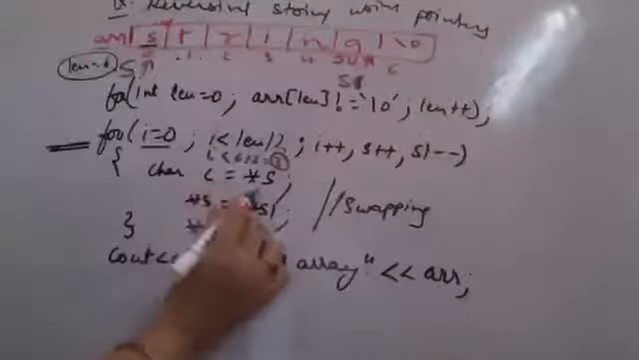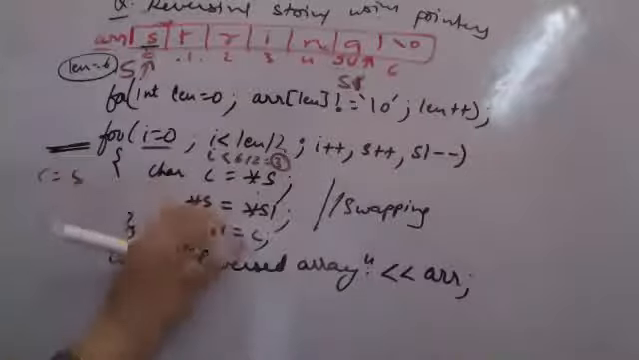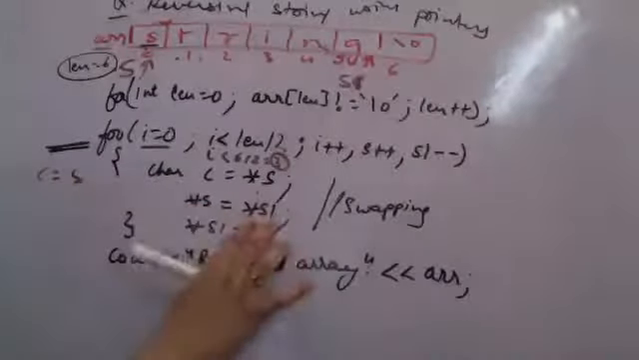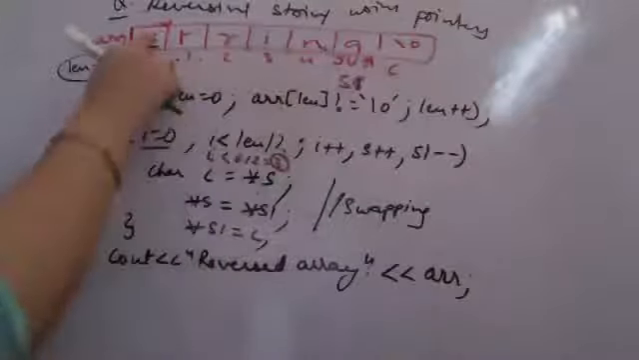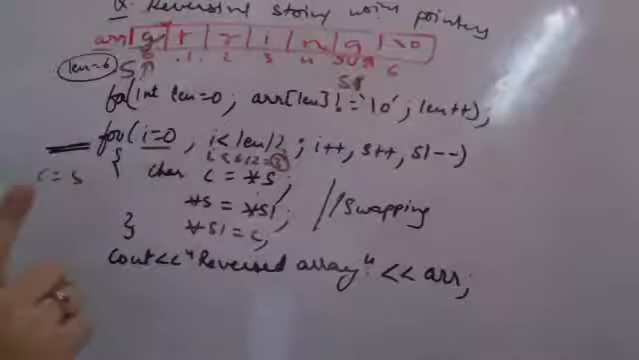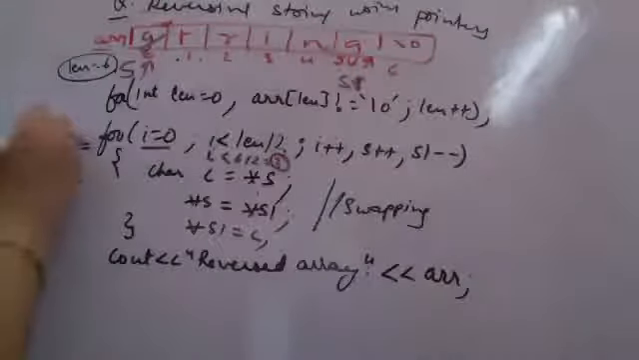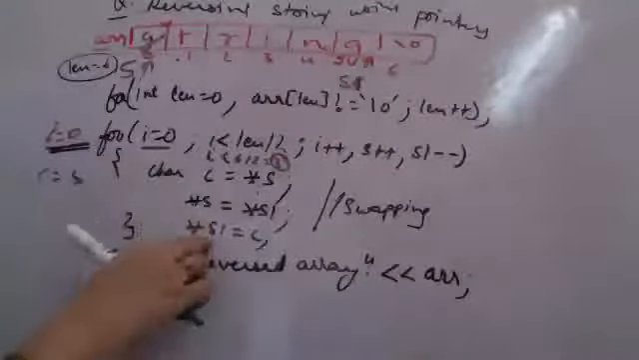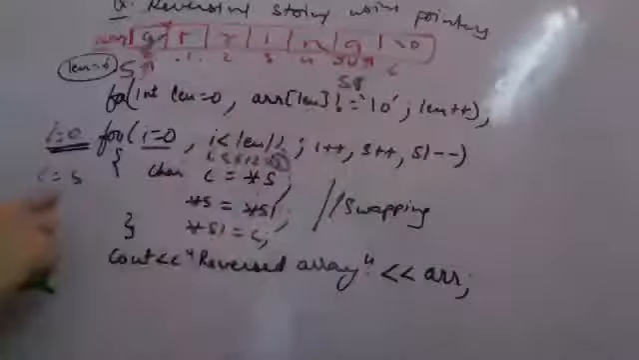So what happens? Initially C is equal to the value at S. Value at S is S. So here C becomes S. Value at S is replaced by the value at S1. That means this S gets replaced by G in the first iteration of the loop when I is 0. Then value at S1 is replaced by the value at C. This G gets replaced by S.